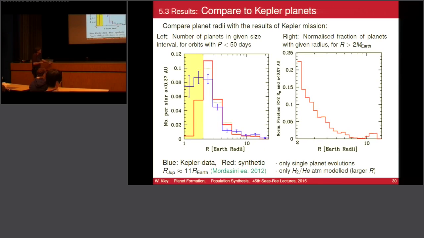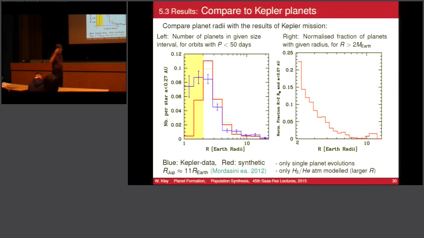This is a diagram where you compare the number of planets that you have with a certain radius to the Kepler data. Kepler measures the radii, and from the population synthesis you know what the planet is made of, because you know how much gas it has accreted and the amount of solids it has accreted, so you basically know the constituents of these planets.